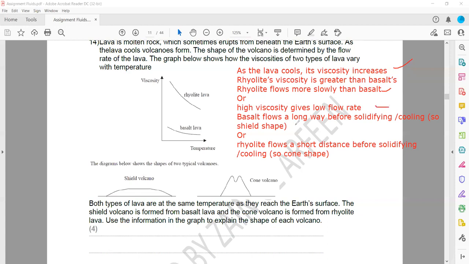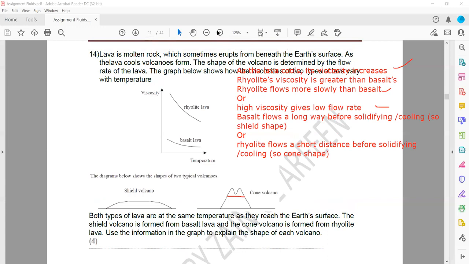So basalt flows a long way before it solidifies or cools, and rhyolite will flow a shorter distance before it solidifies or cools. So this is a comparison of why rhyolite lava leads to a cone shaped volcano and the basalt lava leads to a shield volcano. Is it clear? Any doubt till this point?